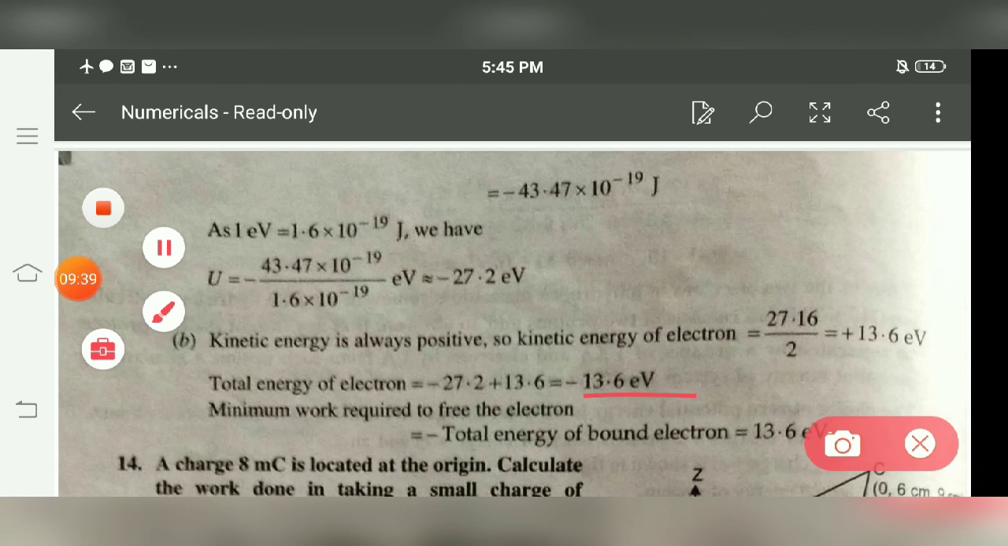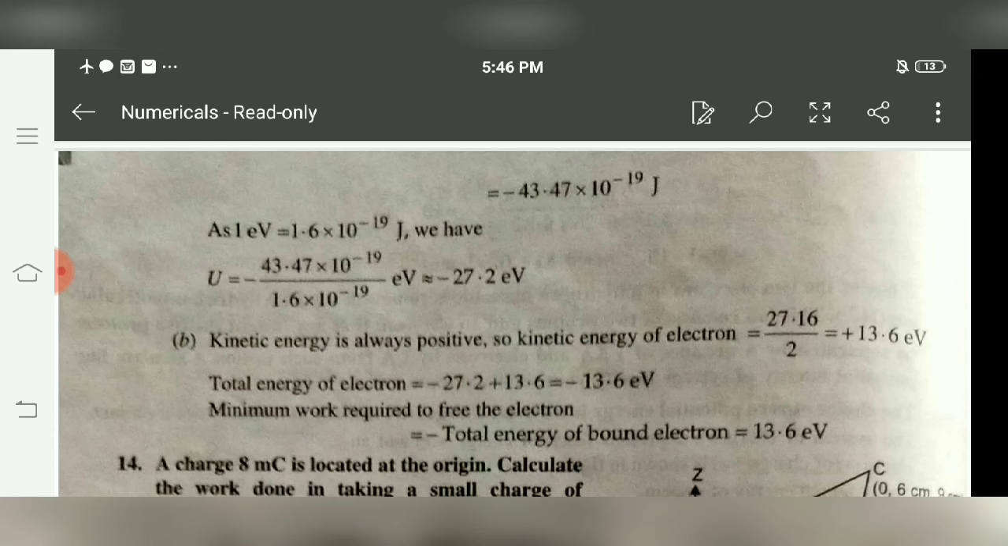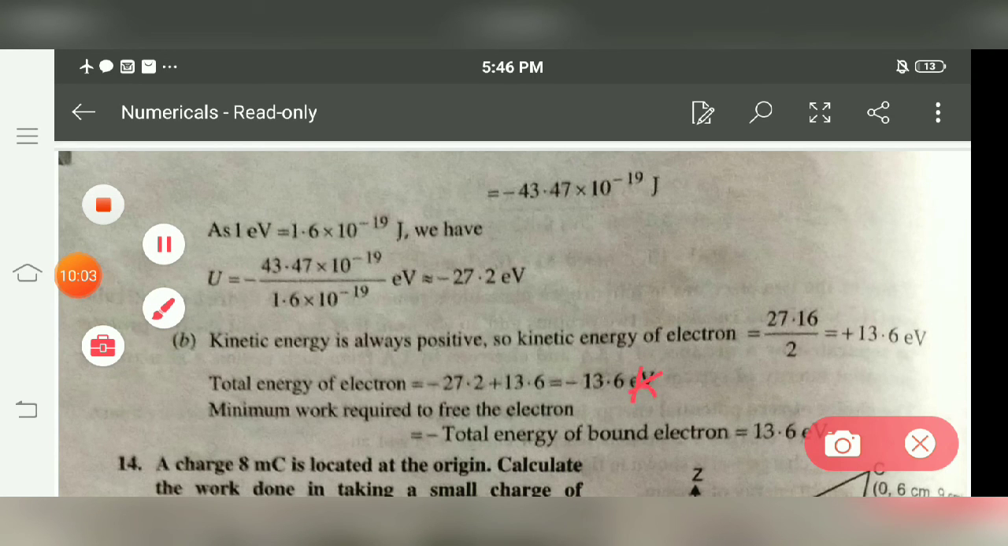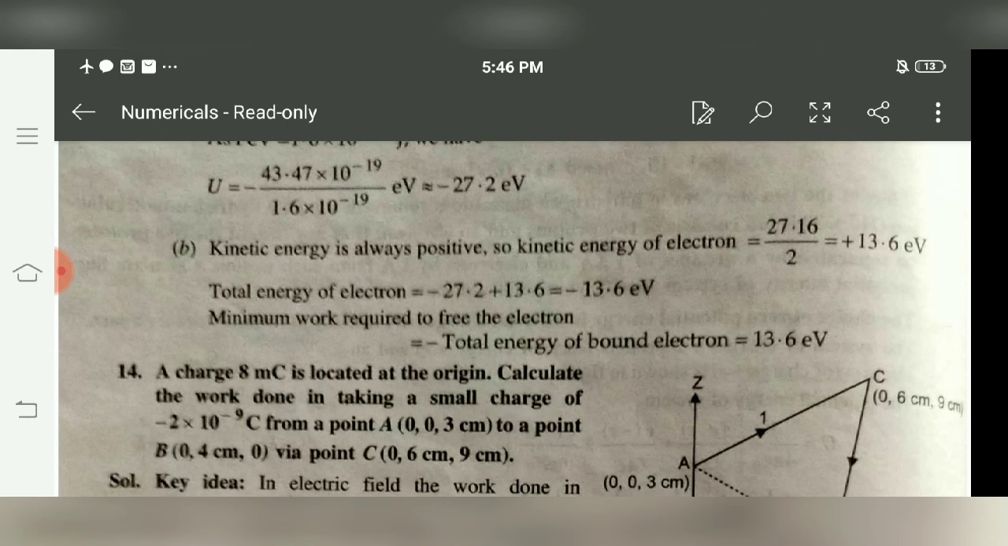Remember one thing: potential energy can be positive, negative or 0. But kinetic energy is always positive. If kinetic energy of a system is negative, that's not possible, it would mean the system does not move. So kinetic energy is always positive, so we take it as positive. When we calculate the total energy, that is kinetic energy plus potential energy, we get an answer that is 13.6 electron volt.